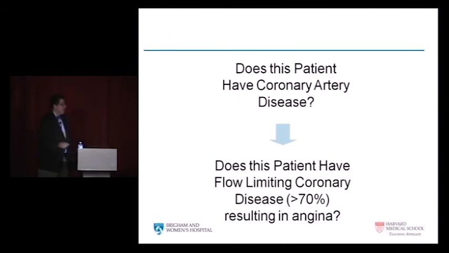More specifically, we can define that arbitrarily, but typically we can think that, is there a flow-limiting lesion that's causing those symptoms? A flow-limiting lesion we could define as a luminal constriction of greater than 70% that is resulting in angina. So a little bit more sophisticated question than just yes, no coronary artery disease. Does our patient have a flow-limiting lesion that's leading to angina?